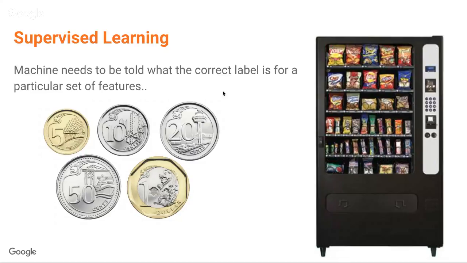Consider this case: you are going to a vending machine and you want to get some wafers or biscuits or chocolates. You need to insert a coin and mention which coin you have inserted. Based upon that coin, the vending machine should be smart enough to give you out a chocolate or a wafer. That is what is called supervised learning.